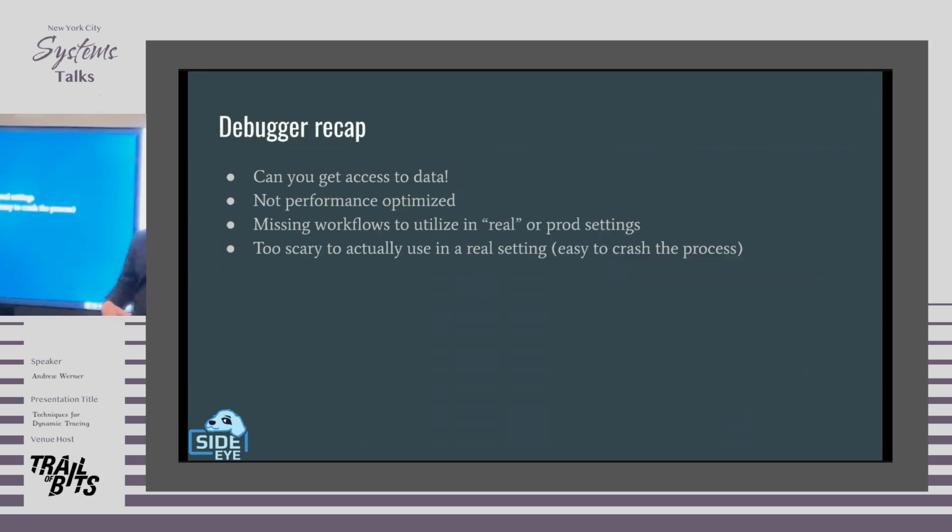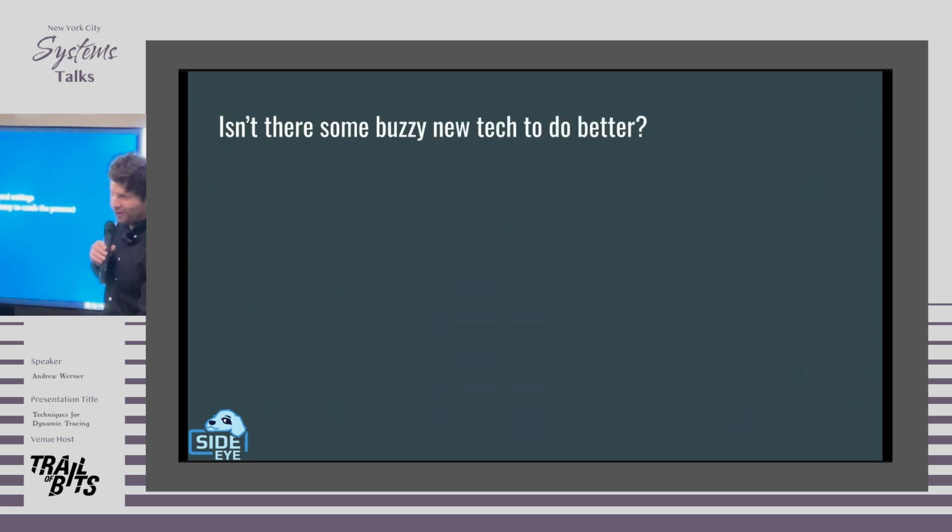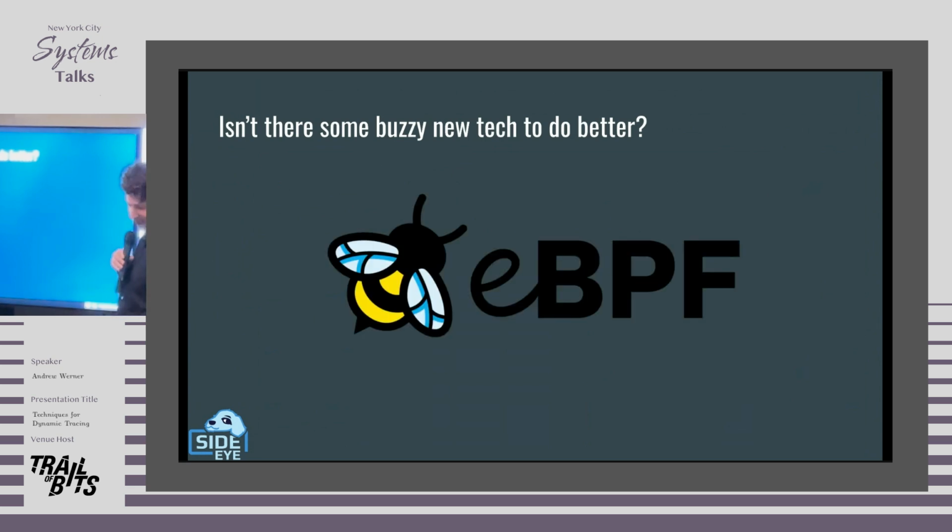So, recapping on the debugger, it can give you access to the data. It is not performance optimized. It's missing workflows to utilize it in any kind of real or production setting, and it's scary. It's scary. You hold the thing wrong, your process is gone. So is there some other buzzy technology that can do better here?